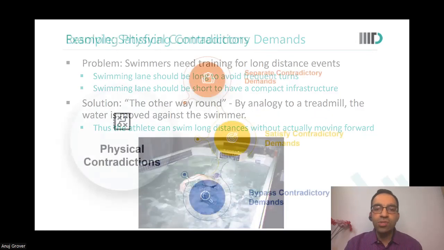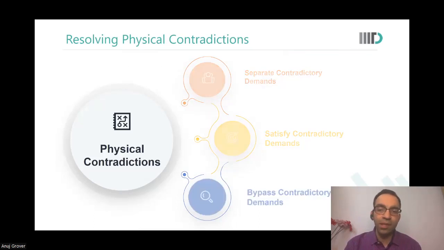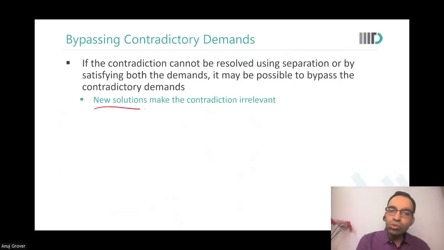Okay, so let us also look at situations where you may need to bypass contradictory demands. How do you do that? Let's see. If the contradiction cannot be resolved by using separation or by satisfying both the demands, we have to explore if it is possible to bypass the demands. So you look at new solutions which make the contradiction irrelevant.